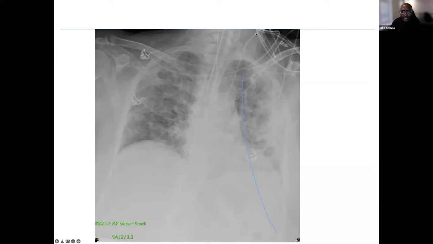This again, notice that there is the left sided internal jugular central venous catheter, but it's actually in the proximal end of the brachiocephalic vein here. So this is not the proper siting of this line. It should be advanced further into the superior vena cava there. So this is the patient, obviously with COVID, an ITU patient.